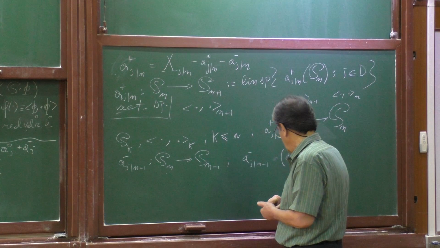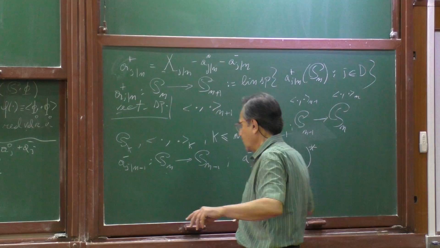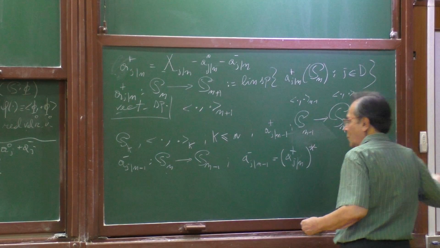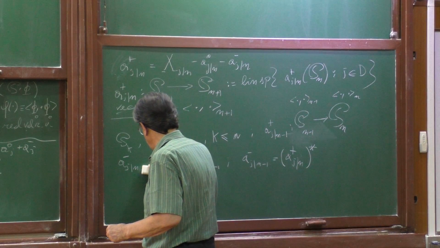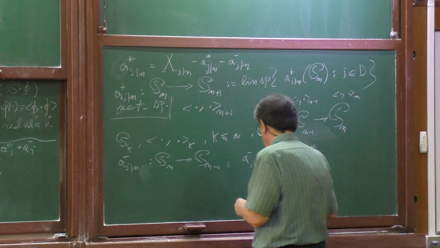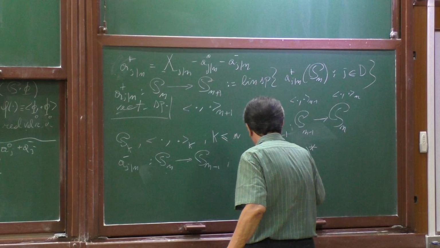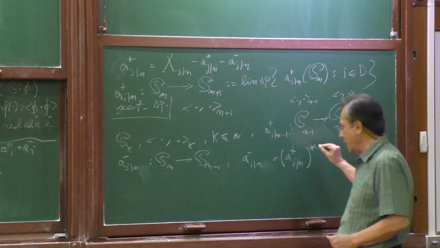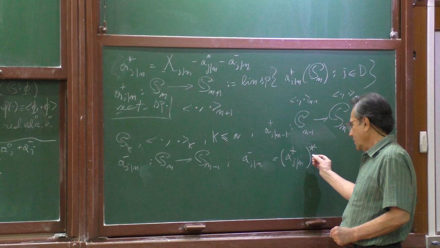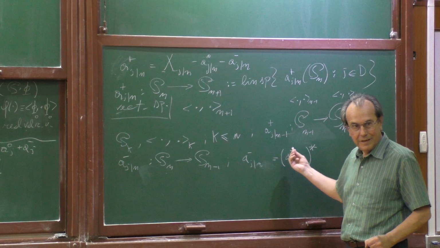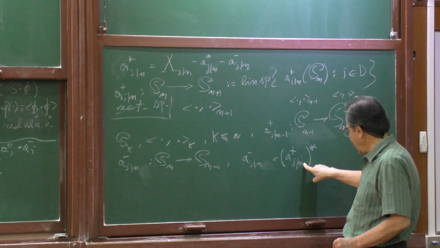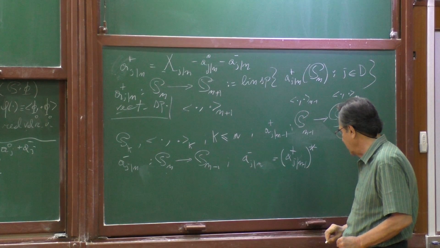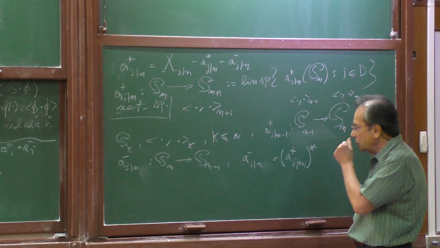Ah, yes. A minus J restricted to n, we have this identity: it is the adjoint of A dagger J restricted to n minus 1. Okay, so this is the last.